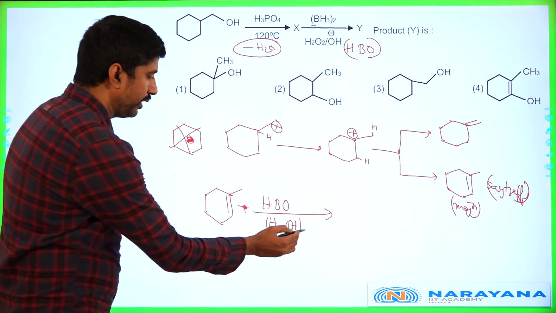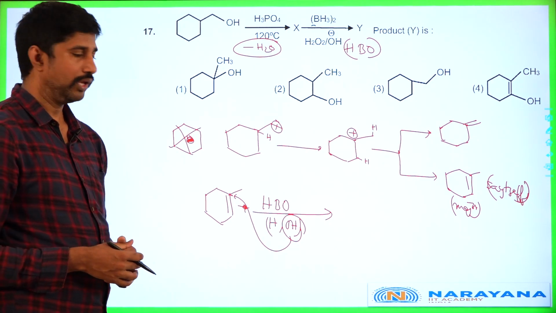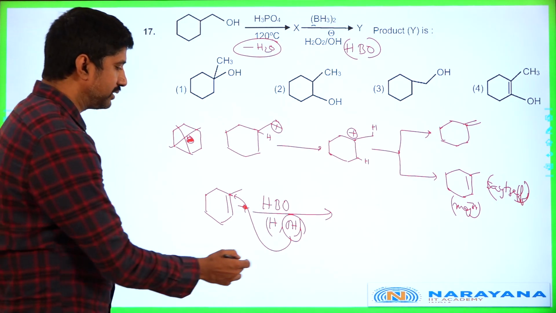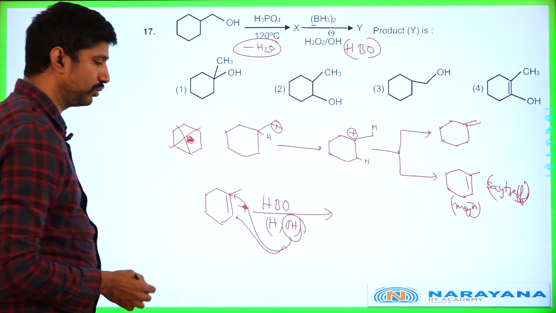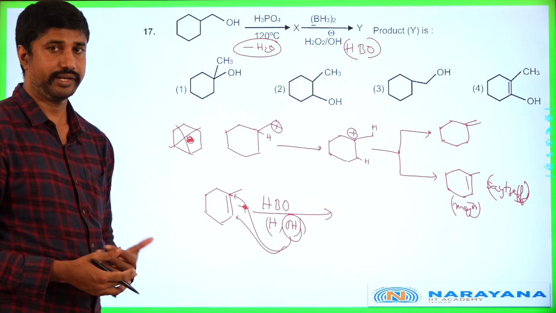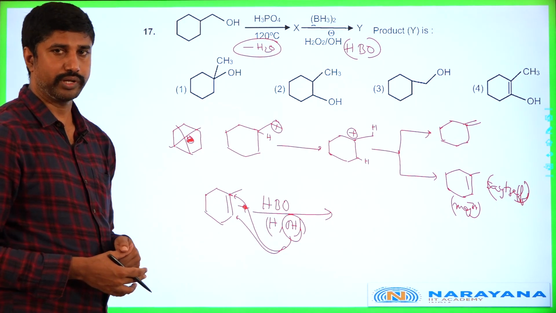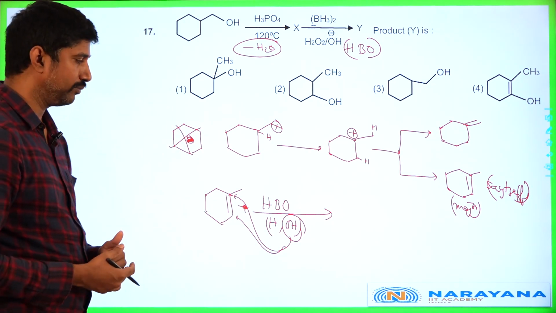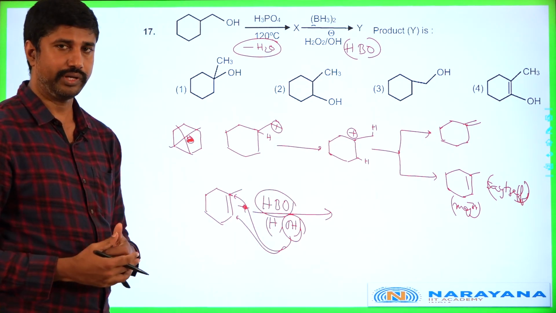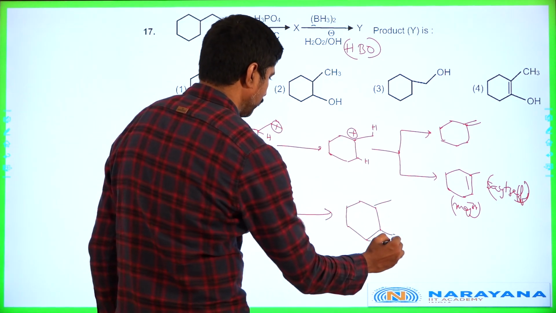Markovnikov means that the OH group should go to the tertiary carbon, the more substituted position, if it is the Markovnikov product. If it is the anti-Markovnikov product, OH should go to the opposite side of the double bond, meaning the less hindered side. So if it is going to the more substituted position, that is Markovnikov product; to the less substituted side, that is anti-Markovnikov type product. So hydroboration oxidation is finally giving that anti-Markovnikov addition, and the final product you will get here has OH.